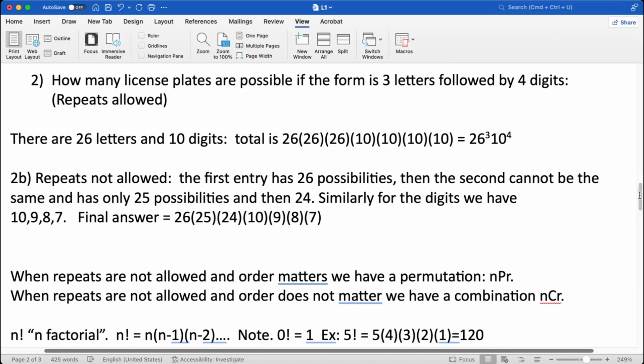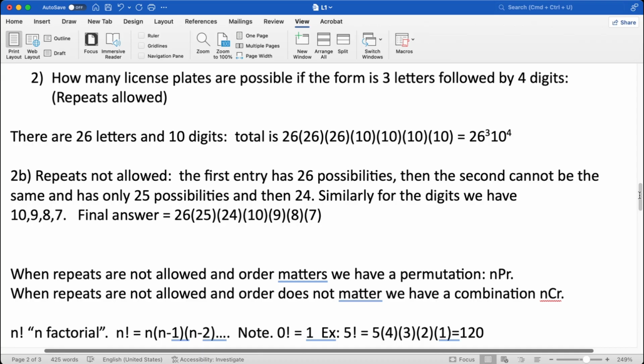Now, these expressions involve a factorial, so let's define that here. This exclamation point here is read n factorial, and it means to multiply down starting at n and then decreasing by 1, n times n minus 1, n minus 2, and so on. So for our purposes here, we're going to be focused on restricting this to whole numbers. 0 factorial is defined to be 1. An example here of 5 factorial, that would be 5 times 4 times 3 times 2 times 1, which is 120.